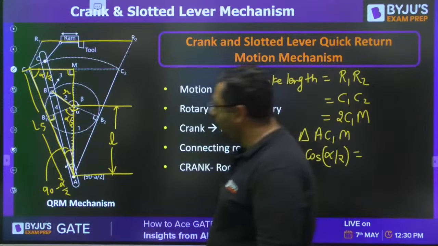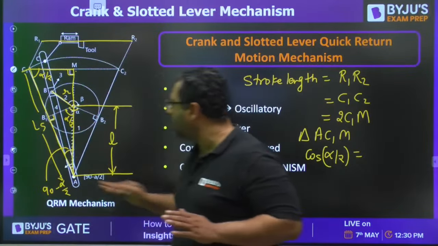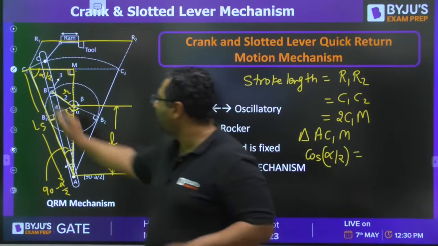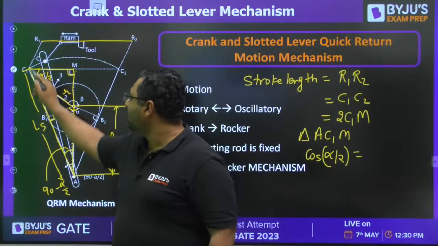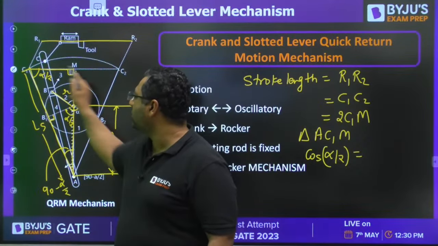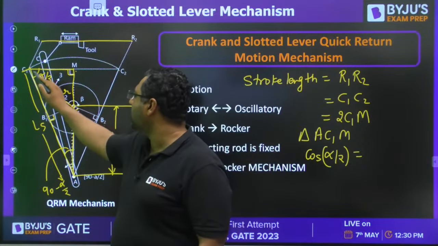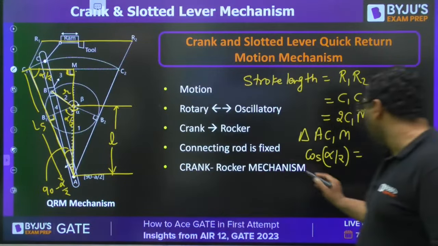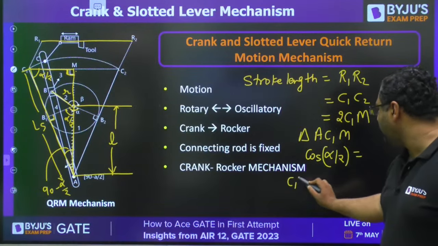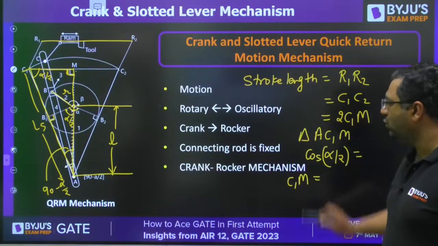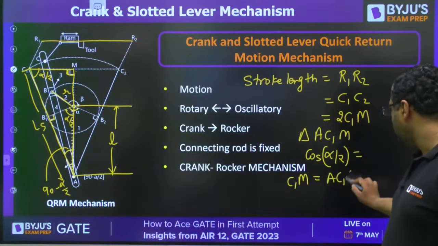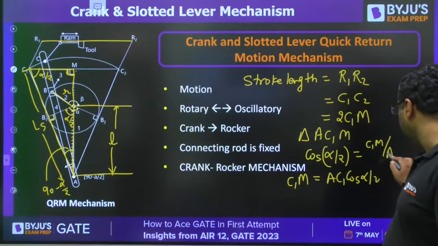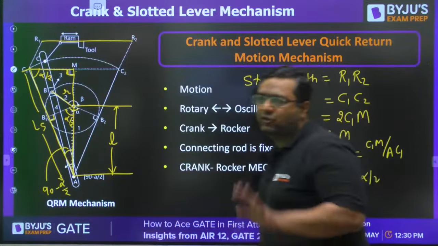So when we are talking about cos alpha by 2 for this triangle, you know it is going to be base upon hypotenuse. So if this is the angle alpha by 2, this is going to be base. Yes, this is 90 degree, so this is going to be perpendicular. So you will get from this C1M equals AC1 cos alpha by 2. So it means this is C1M by AC1. So you got the value of C1M.